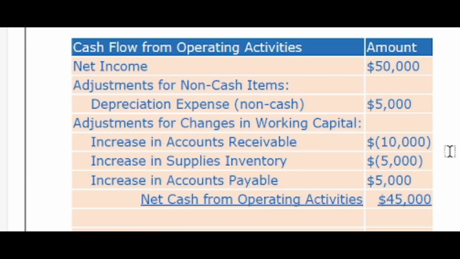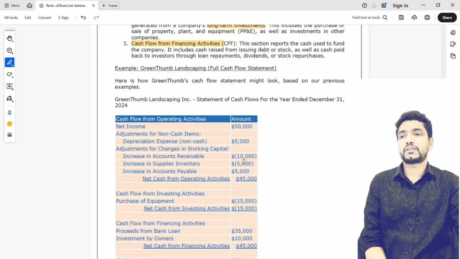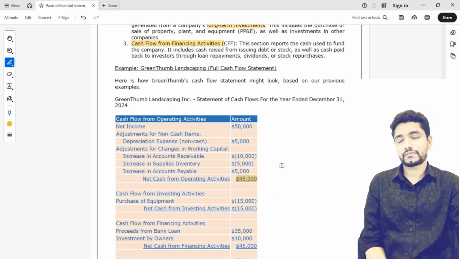That means increase in account receivable. That means you have invested another 10,000 in account receivable. Increase in supplies inventory. That means you have invested another 5,000 in inventory. Increase in account payable. That means you have a positive cash flow from the accounts payable. So that means in this case, the net cash flow from operating activities is 50,000 plus 5,000 minus 10,000 minus 5,000 plus 5,000. That means 45,000.